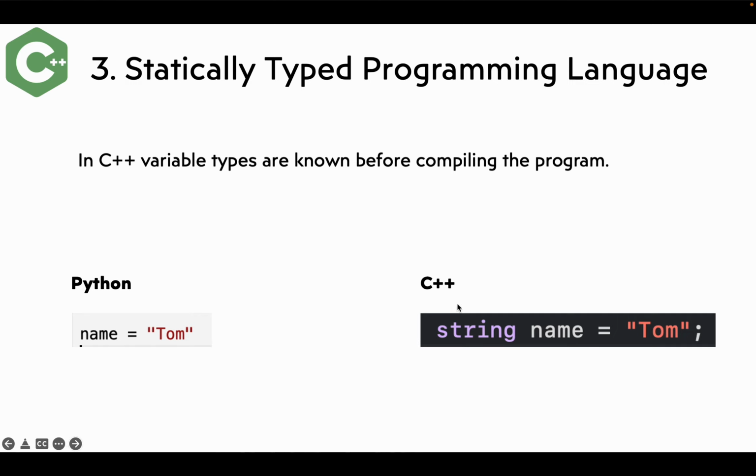So here we've got C++ syntax, in which we have a string and then we give it a name and then equal sign, and we also assign it Tom. Hence, it's important to remember that everything that we do in C++ will be statically typed, which basically means that we'll have to assign the data types to it.